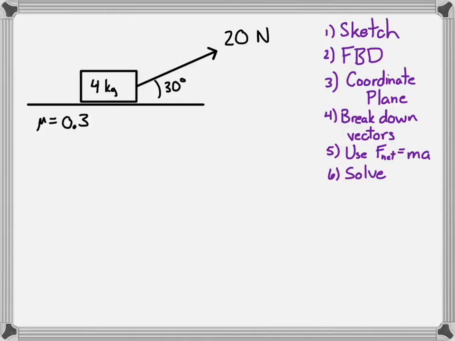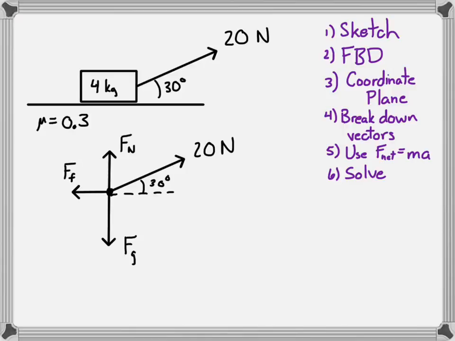Okay, so if I want to draw a free body diagram of this 4 kilogram block, I know that I have this 20 Newton applied force that's at an angle of 30 degrees. I have a friction force that is acting against that because it gives me a coefficient of friction, so I know I have a friction force. I know I have gravitational force because this thing has mass. And I know I have a normal force because it is sitting on a tabletop. So those are the 4 forces that are acting on this block.